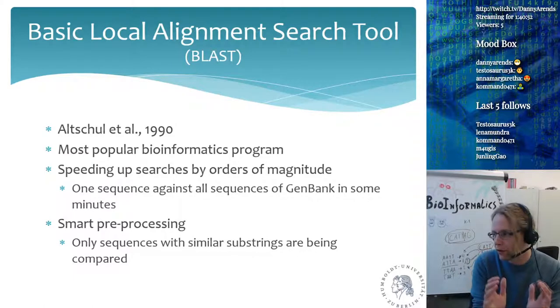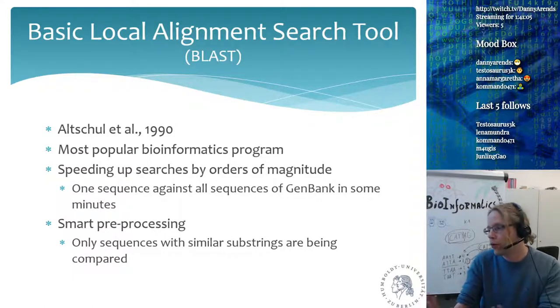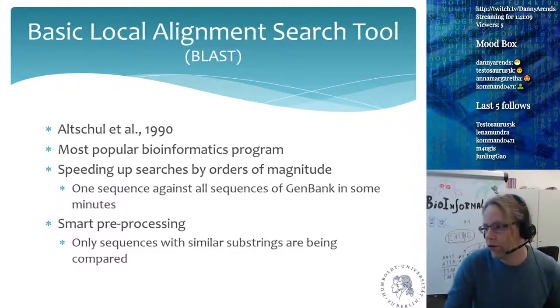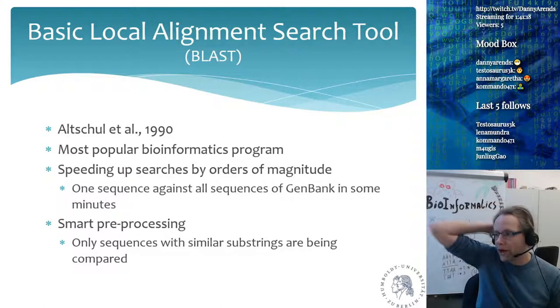And when you input a very short DNA sequence, like 20 base pairs, then it will use a very short k-mer. And of course, a short k-mer will yield more matches, so you have to do more real alignments at these positions. But a long k-mer will quickly exclude large parts of the genome, so you never have to do the alignment there. And this is the smart pre-processing step which is done in BLAST. So that is why BLAST is so popular and why it is so quick.